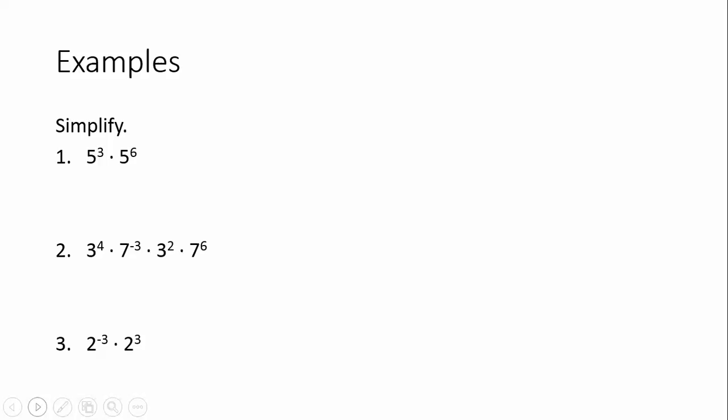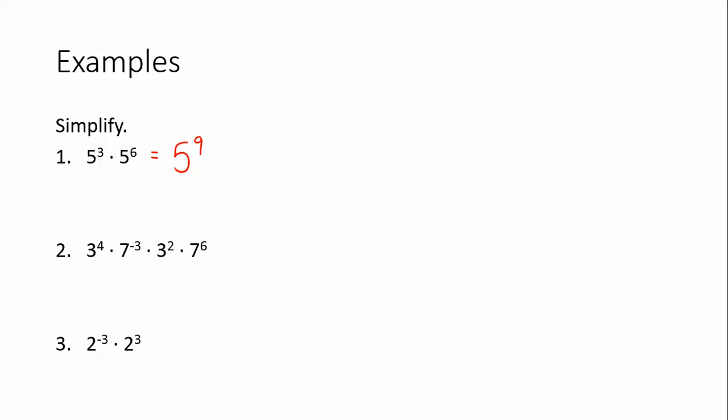So let's do some examples and simplify. For the purposes of these first few examples, we won't actually take it all the way to the number. I just want to see you using the product of powers property. So we have 5 to the 3rd times 5 to the 6th. Those bases are the same, so we need to add the exponents and get 5 to the 9th.